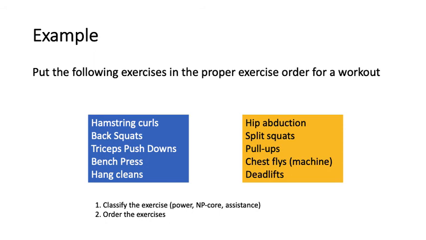Okay, and then on the far side, we would start with the split squats, then the pull-ups, then deadlifts, chest flies, and hip abduction. So the order at which you put the core exercises, if there's multiple of them, is under your discretion based on the load and how hard they are. You want to put the most difficult exercises closer to the beginning of the workout, and then for the core exercises, if there's multiple of them, followed by the easier ones.